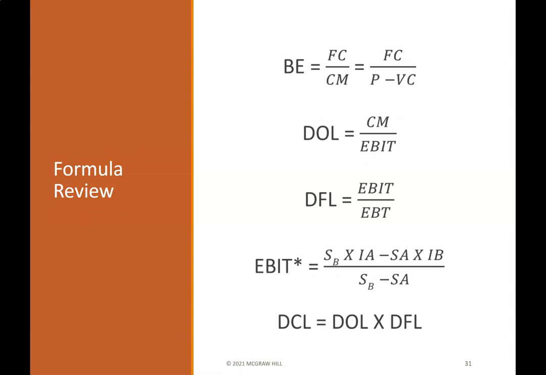Formula review. Break even is your fixed costs divided by your contribution margin per unit. Degree of operating leverage is your contribution margin divided by your earnings before interest and taxes. Your degree of financial leverage is your earnings before interest and taxes divided by your earnings before tax. And your degree of combined leverage equals your degree of operating leverage multiplied by the degree of financial leverage.